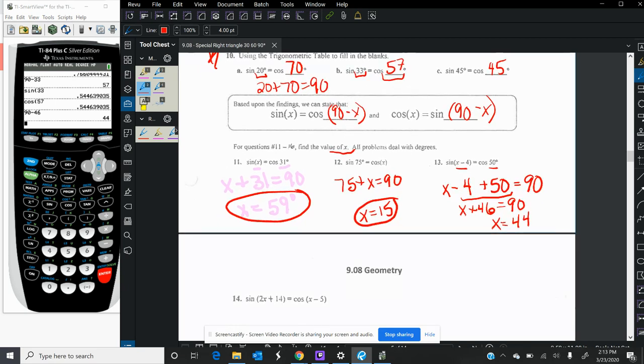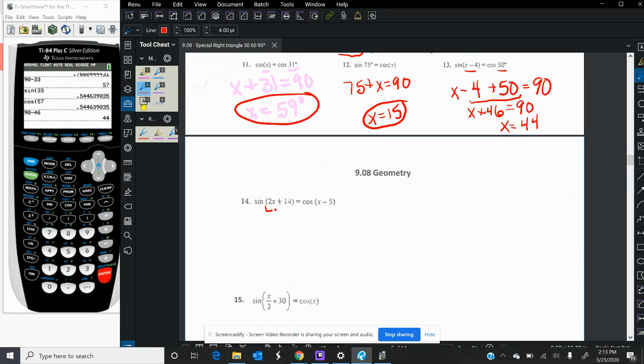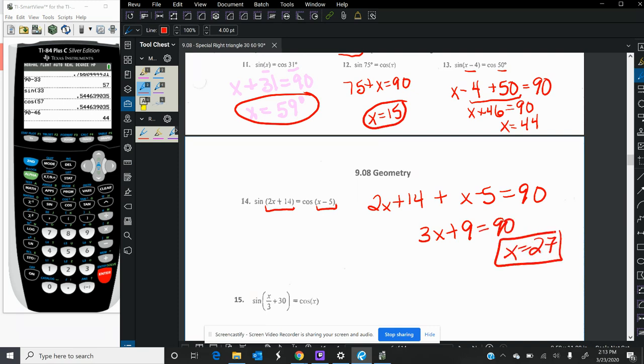So you're going to see questions like those in the back of your homework. A couple more. I'm just going to do number 14. I'm going to take the inside here and the inside here and sum them to 90. So 2x plus 14 plus the x minus 5 adds to 90. 3x plus 9 equals 90, and therefore x will end up being 27 here. So that works with our cofunctions. Again, if you have sine of one angle and cosine of something else, these two values are always going to add to 90 degrees.